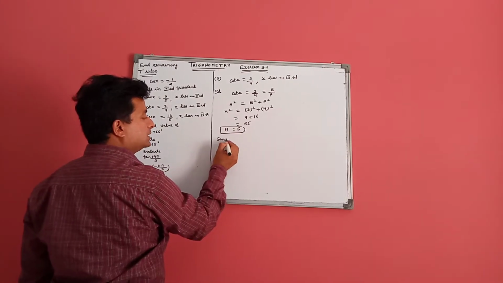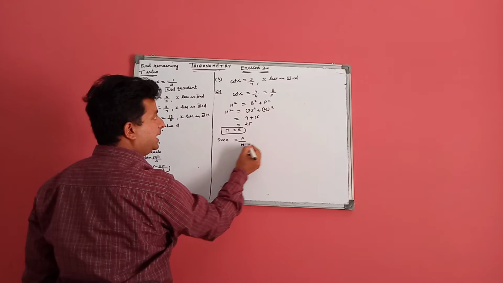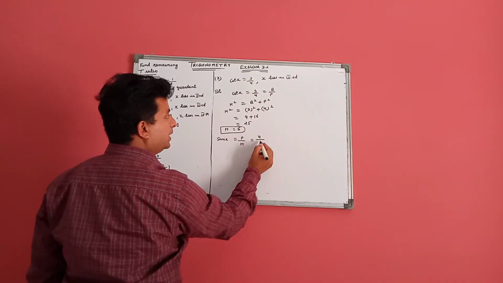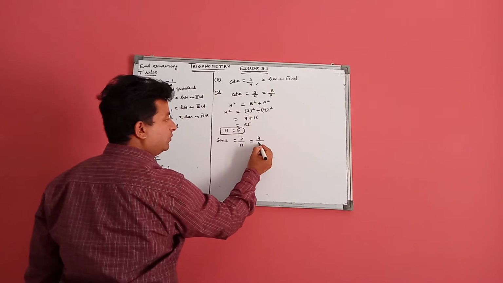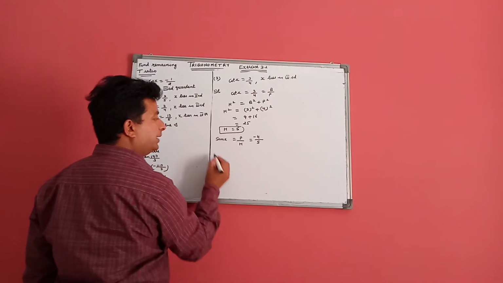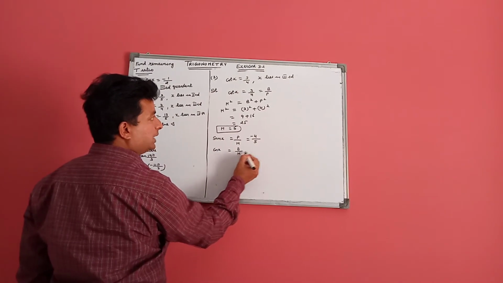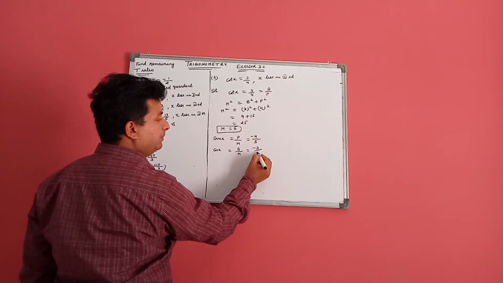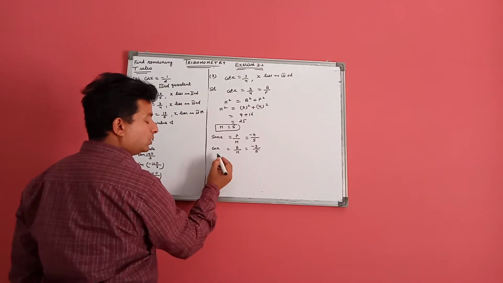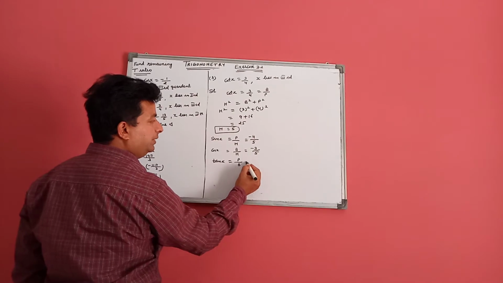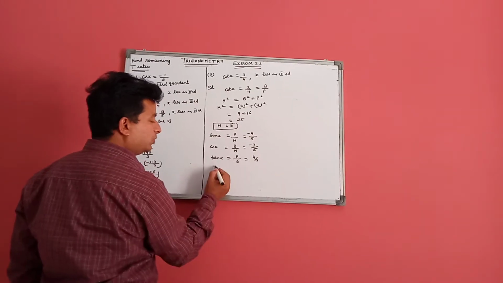In this, sin x is equal to p by h, that is, perpendicular is 4 and hypotenuse is 5. But in the third quadrant, sine is negative. Cos is base over hypotenuse, base is 3, hypotenuse 5. Cos is also negative. Tan x is equal to p upon b, it becomes positive 4 by 3.